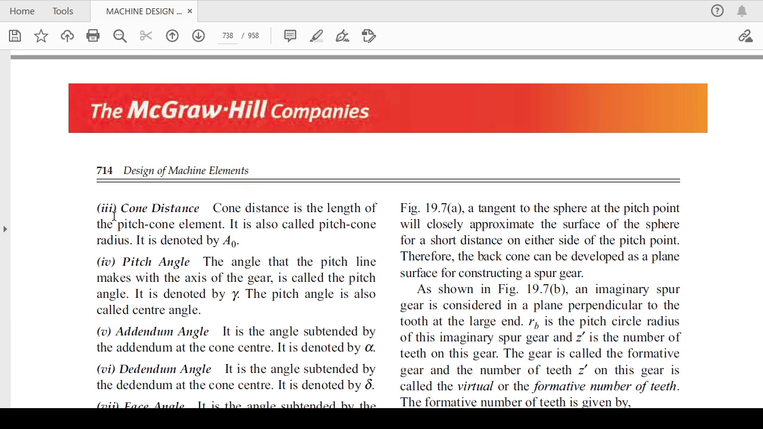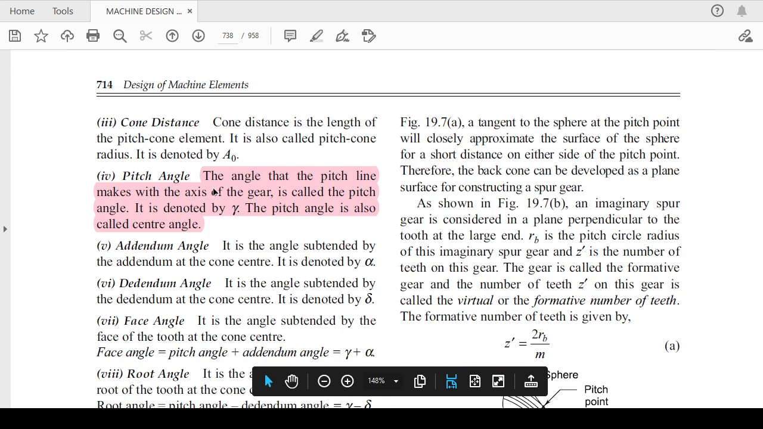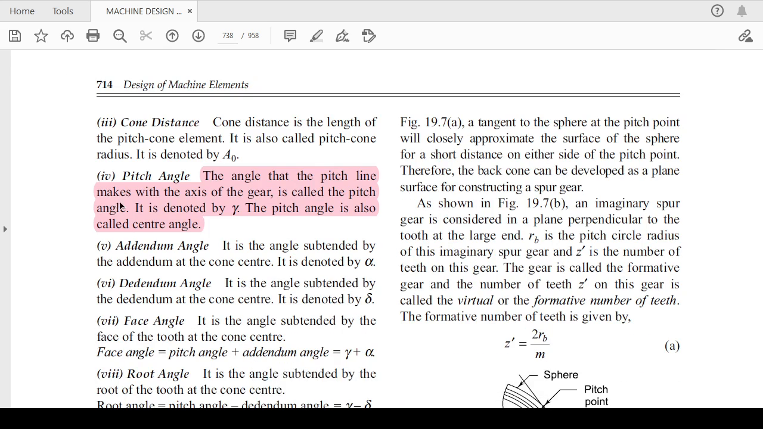Next is cone distance, A naught, and pitch angle. Pitch angle has some consideration during numericals as well, as they will give you the pitch angle during calculation. The angle that the pitch line makes with the axis of the gear is called the pitch angle, and it is denoted by gamma. The pitch angle is also called the center angle. So note this in mind: either they will give you the center angle or the pitch angle in the numerical, both are the same thing.